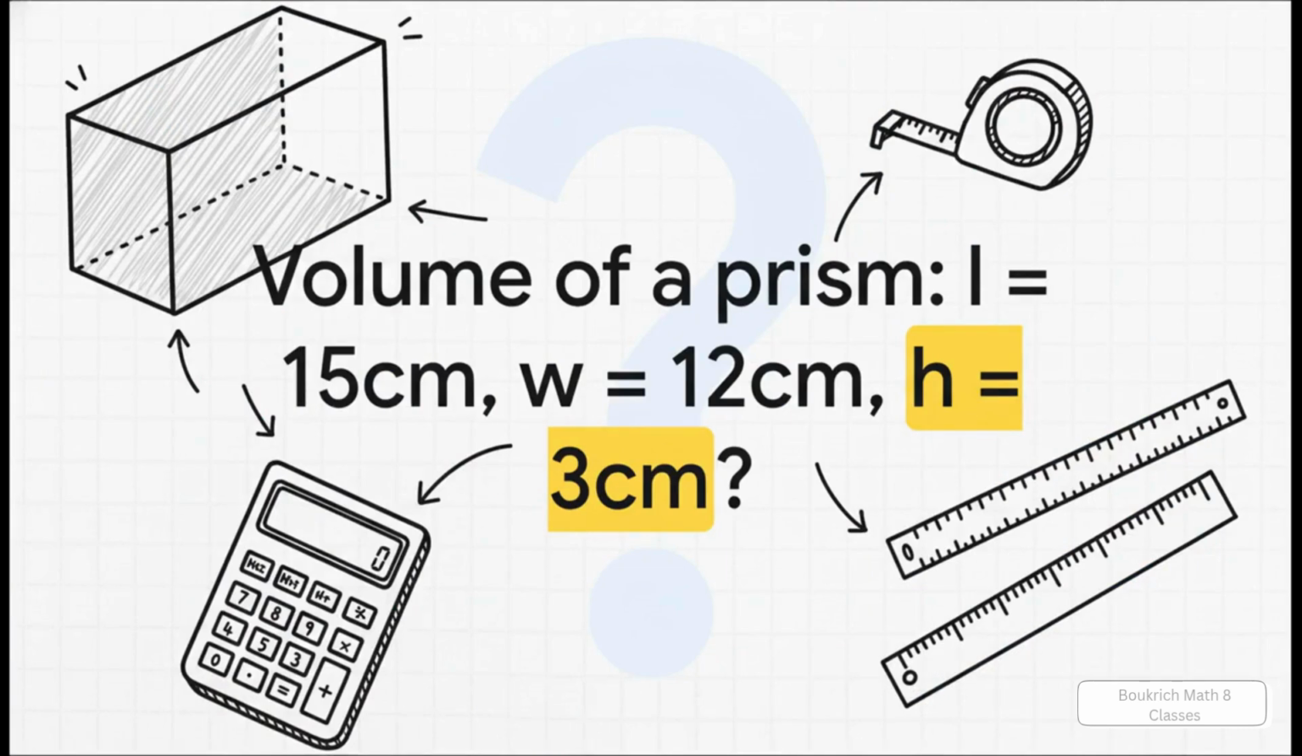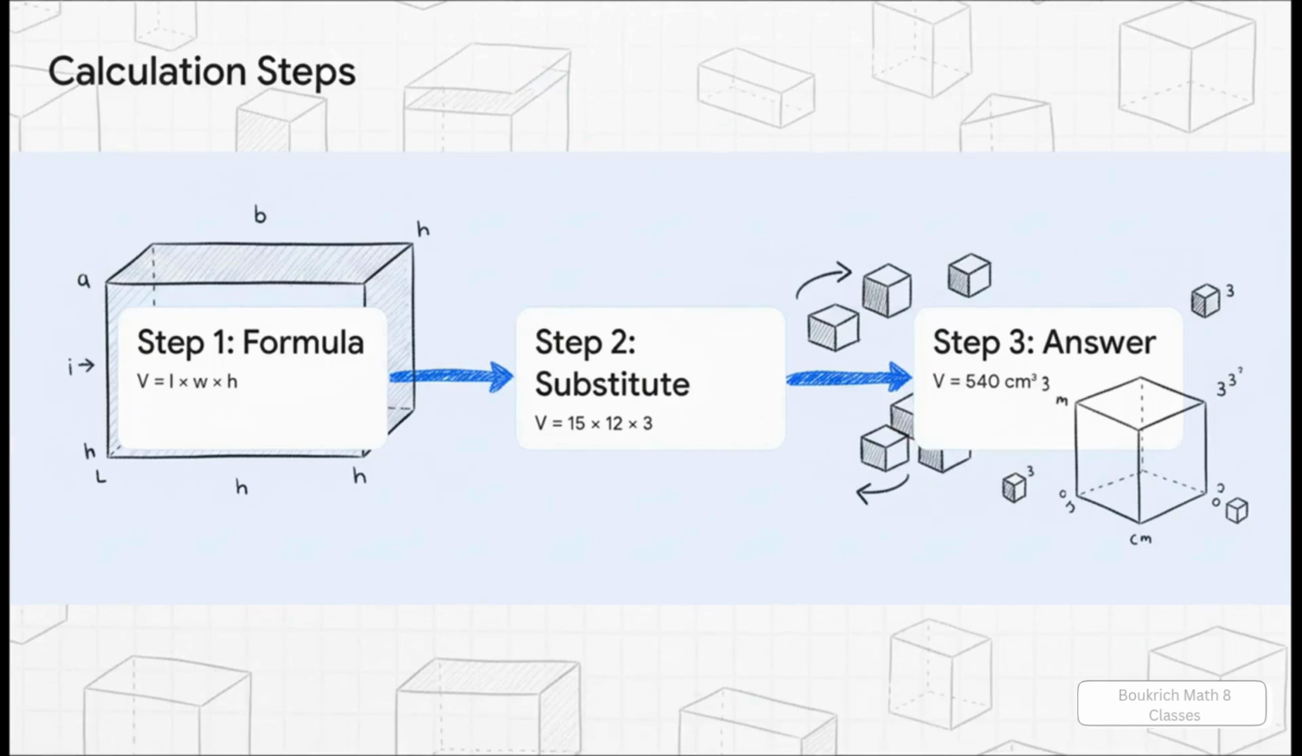We've got a rectangular prism here. It's got a length of 15 centimeters, a width of 12, and a height of 3. Let's plug these numbers into our new tool and see what we get. And the process is always the same. First, you start with the formula, V equals L times W times H. Second, you just substitute in your values, 15 times 12 times 3. That gives us our answer, 540 cubic centimeters. And hey, notice the units. They're cubed. That little 3 is a huge clue that we've just calculated a three-dimensional space.